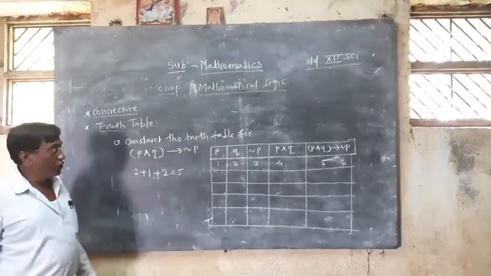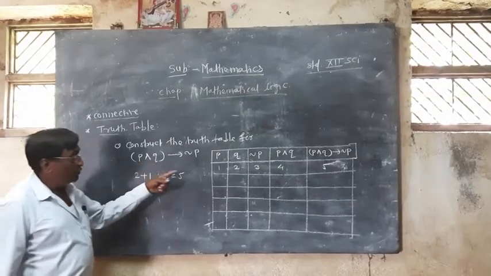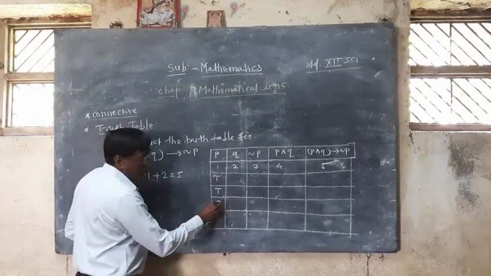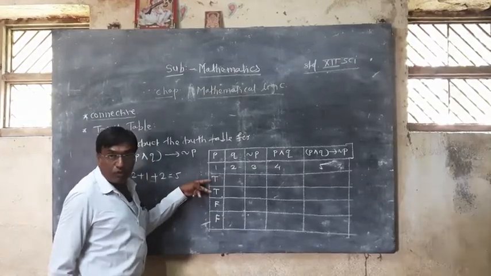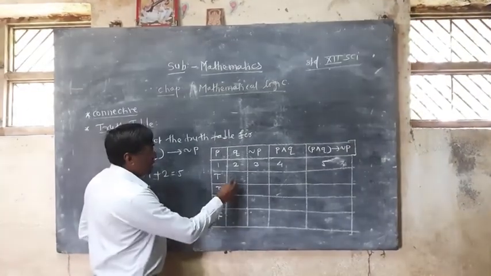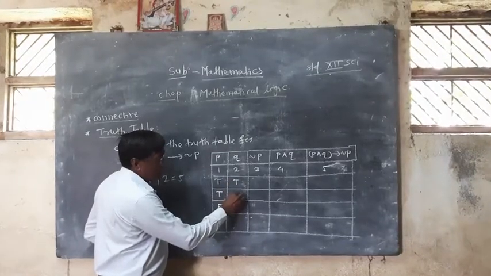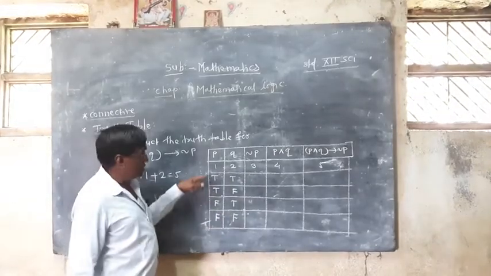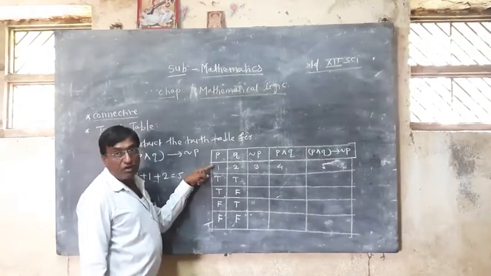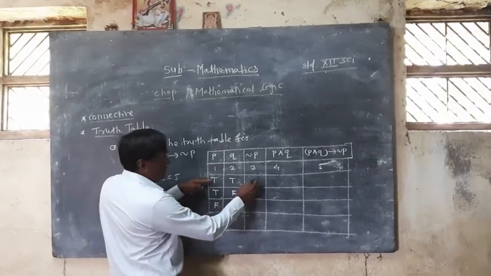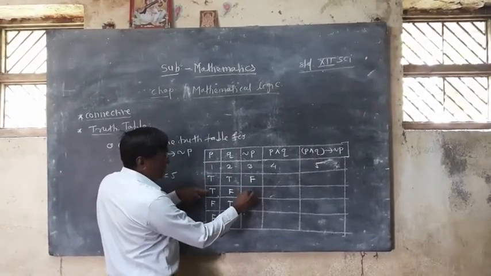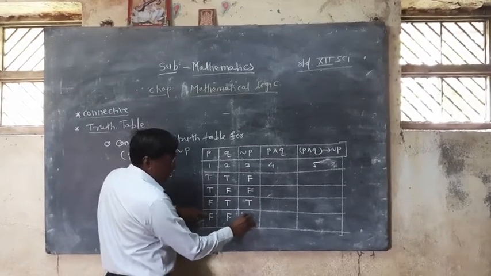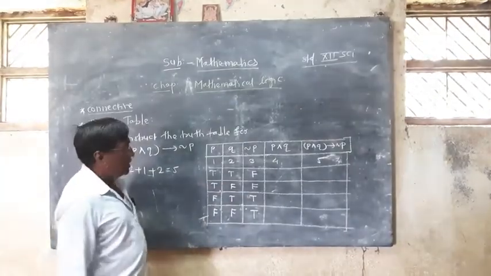Now fill in the entries. You know that when two statements are combined, the entries for P are: the first two true and the next two false. Half are true, half are false. Then for Q go alternate: true, false, true, false. Negation means make the opposite. Now see the column of P and write the negation column. Here the entry is true, so the opposite is false. Here true, so false. Here false, so true. Here false, so true. This makes the opposite.